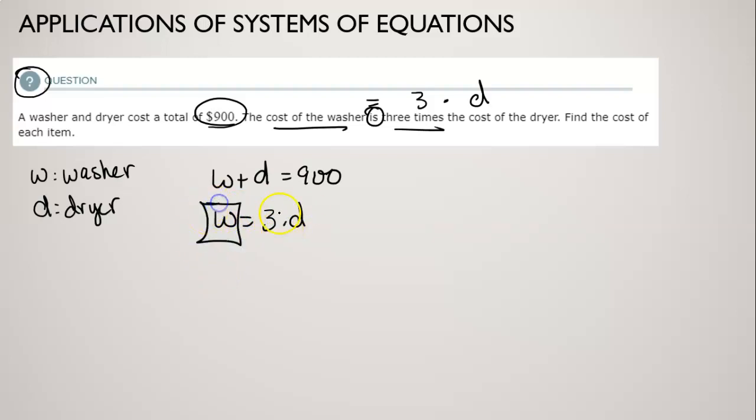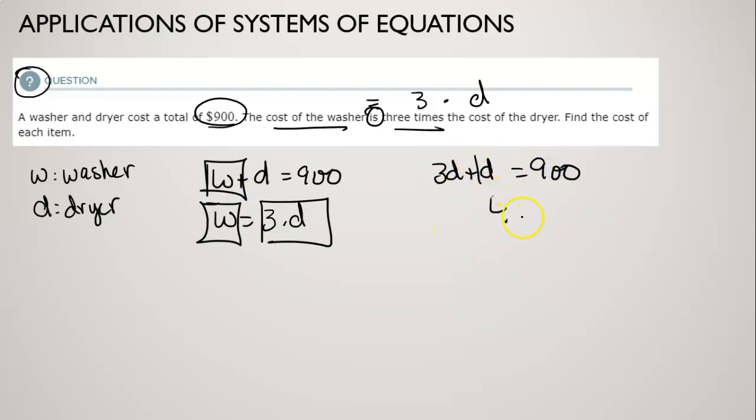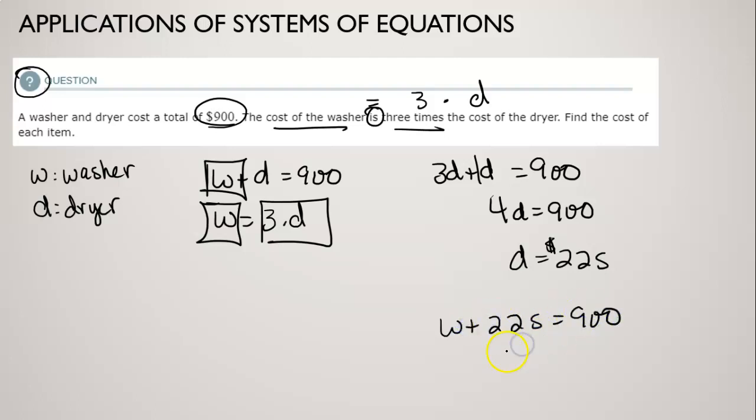Again, I'm going to use substitution because W is already isolated. W is equal to 3 times D, so I can replace W in the other equation with 3D. 3D and invisible 1D make 4D equals 900. I'm going to divide 900 by 4, and I get 225 for the dryer. The washer and the dryer together cost a total of 900, so I can replace the dryer with 225, subtract 225 from each side, and I end up getting $675.